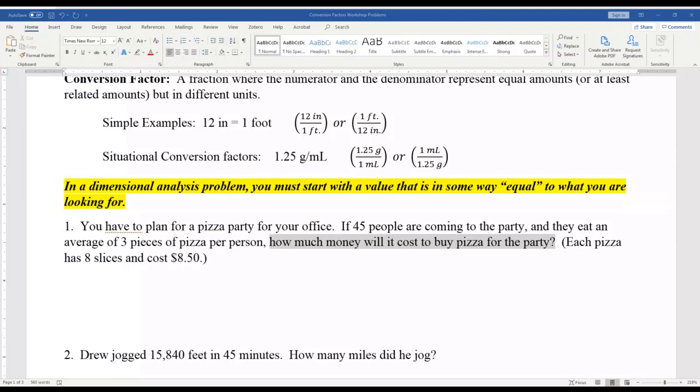It's not a bad guess. You might think, well, $8.50, the cost of the pizza, is going to determine in part how much money it costs. But see, here's the thing. If you're buying the pizza from the same location and you're going to get the same deal no matter what, the cost of the pizza doesn't really determine the total amount of money it costs to buy pizza for the party. So what might actually determine the total cost for the party?